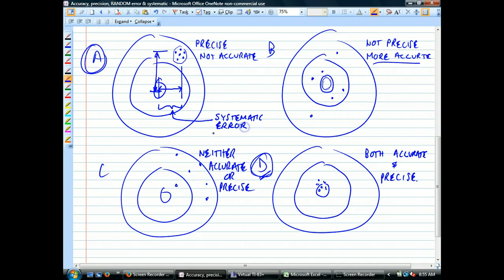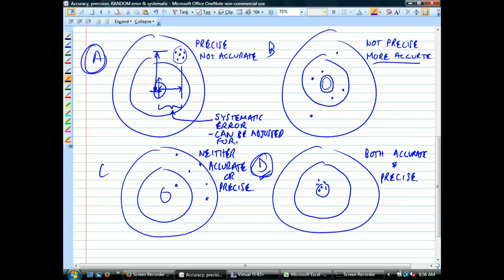Systematic error can be corrected by an adjustment. It can be adjusted for. If you can recognize it, you can probably adjust for it. You can make an adjustment to the system to correct it. Like I said, calibration of an instrument, like zeroing your balance.